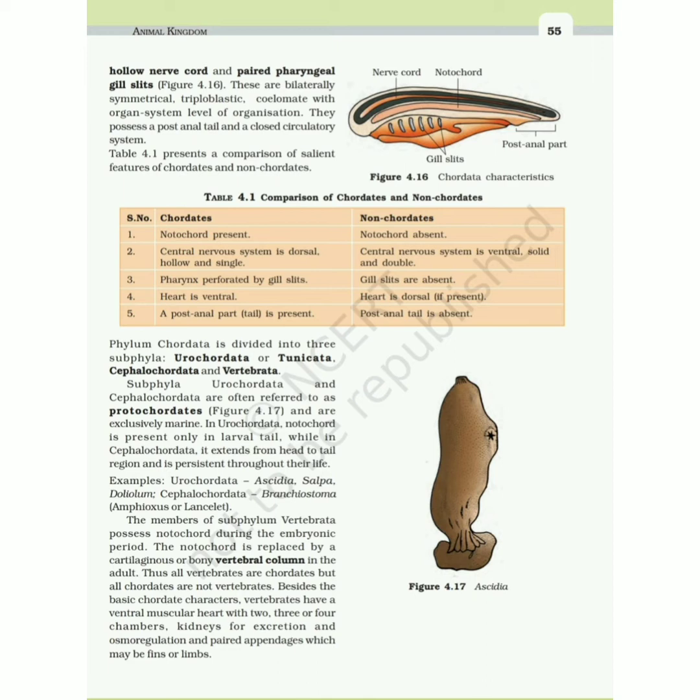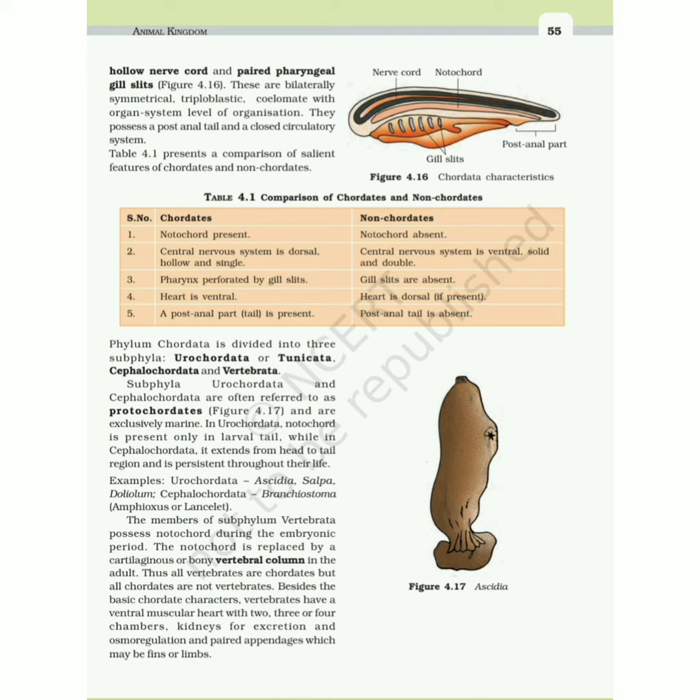In Urochordata, notochord is present only in larval tail, while in Cephalochordata, it extends from head to tail region and is persistent throughout their life. Examples: Urochordata: Ascidia, Salpa, Doliolum. Cephalochordata: Branchiostoma, Amphioxus, a lancelet. The members of subphylum Vertebrata possess notochord during the embryonic period. The notochord is replaced by a cartilaginous or bony vertebral column in the adult. Thus all vertebrates are chordates but all chordates are not vertebrates.